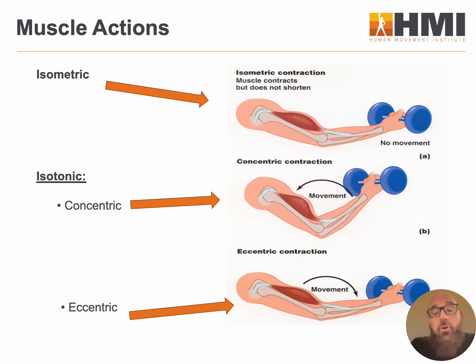Now, human beings are stronger in the eccentric phase. We can do more weight in the eccentric than we can in the concentric. The last one, it's not on here, but there's isokinetic. And that means that the muscle tension is moving consistently against the resistance.